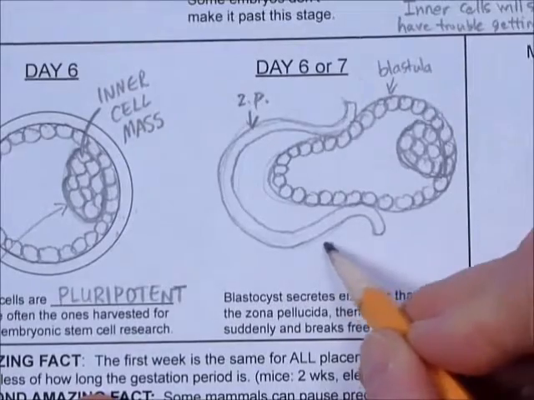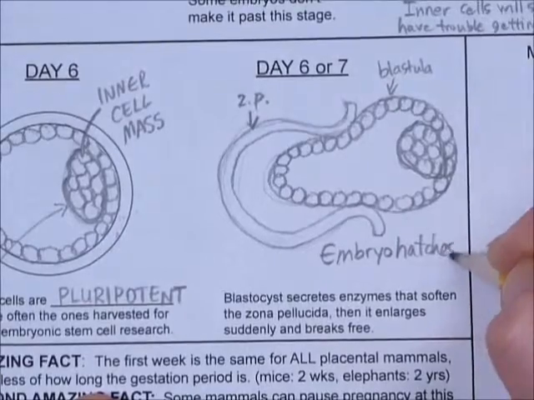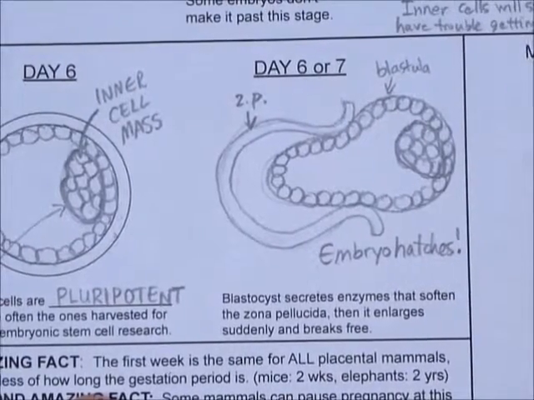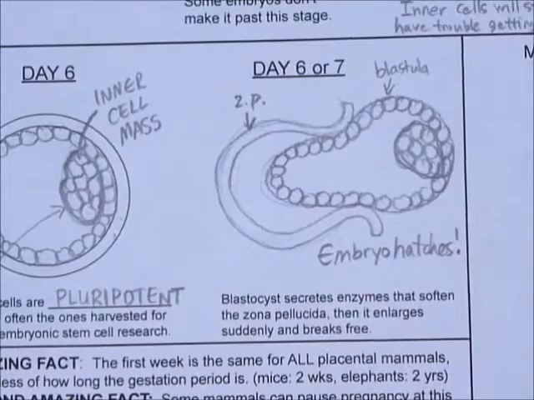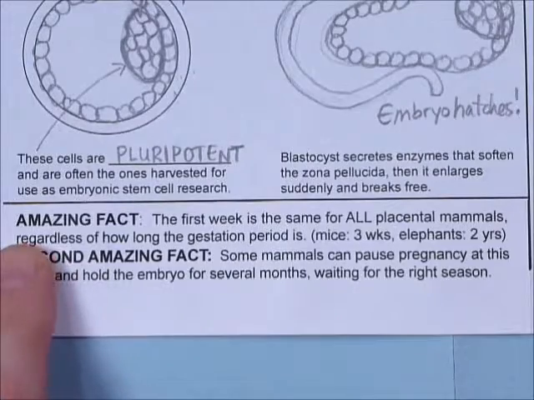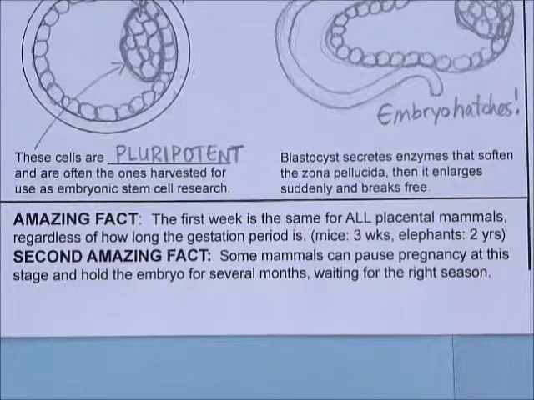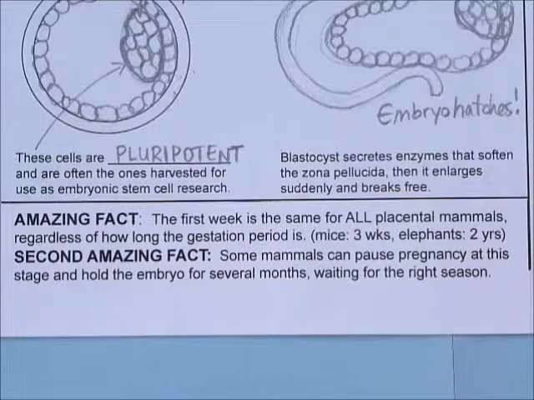So we can put here the embryo hatches. So you hatched from an egg a long time ago, just like a chicken, right? Now, just for fun, I've listed some amazing facts for you down here. The first week is the same for all placental mammals. That means any mammal that doesn't lay eggs, so the platypus is out, okay? But for most mammals, this first week is the same regardless of how long the gestation period is.